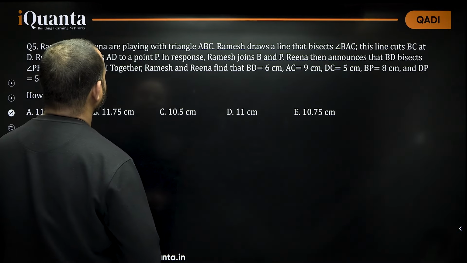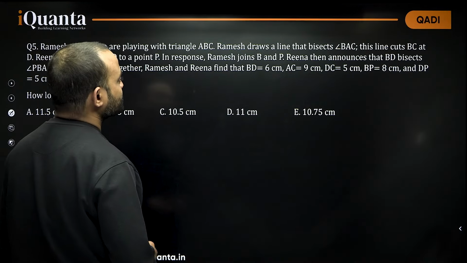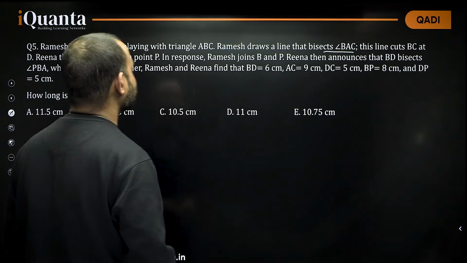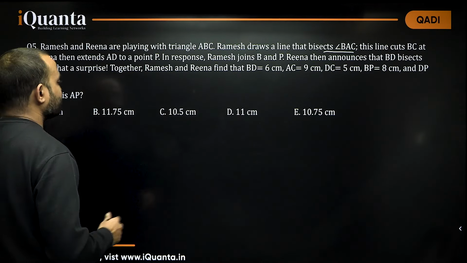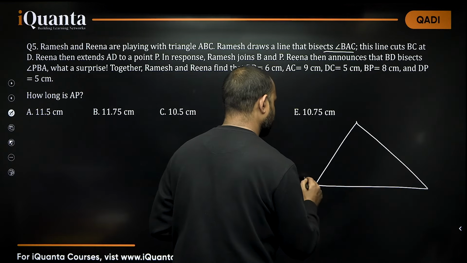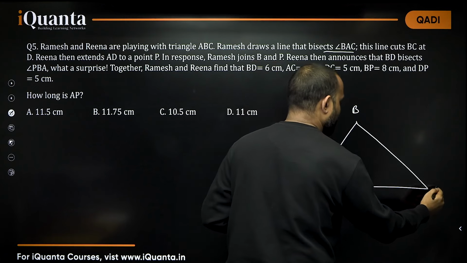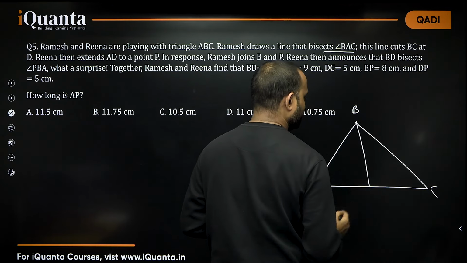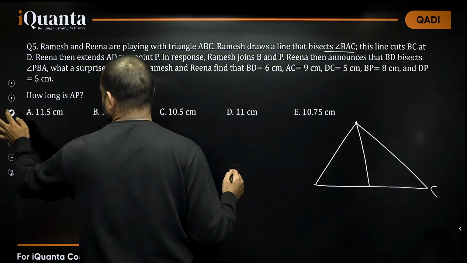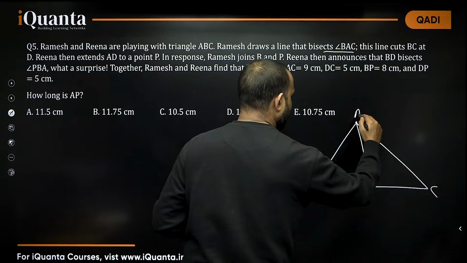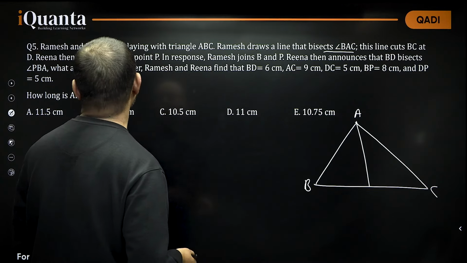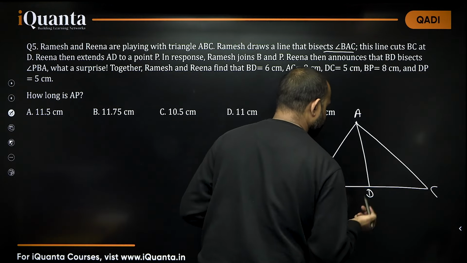Ramesh and Reena are playing with triangle ABC. Ramesh draws a line that bisects angle BAC. This line cuts BC at D. Okay, so let's keep drawing this. So we have a triangle ABC, A, B and C. There is an angle bisector of angle BAC. This line cuts BC at D. This point is D. Okay.